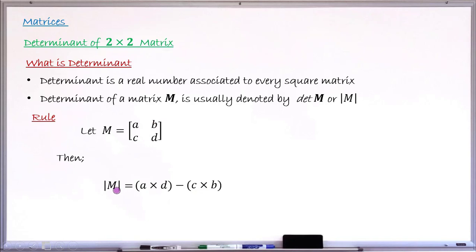So the determinant of matrix M, which is a 2 by 2 square matrix, what we simply do is take the product of the two entries diagonally down, minus the product of the two entries diagonally up. So you have A times D minus C times B. This is what we simply do to find the determinant of this 2 by 2 square matrix. We are going to make use of this rule to find the determinant of 2 by 2 square matrices. So let's move on and take examples.